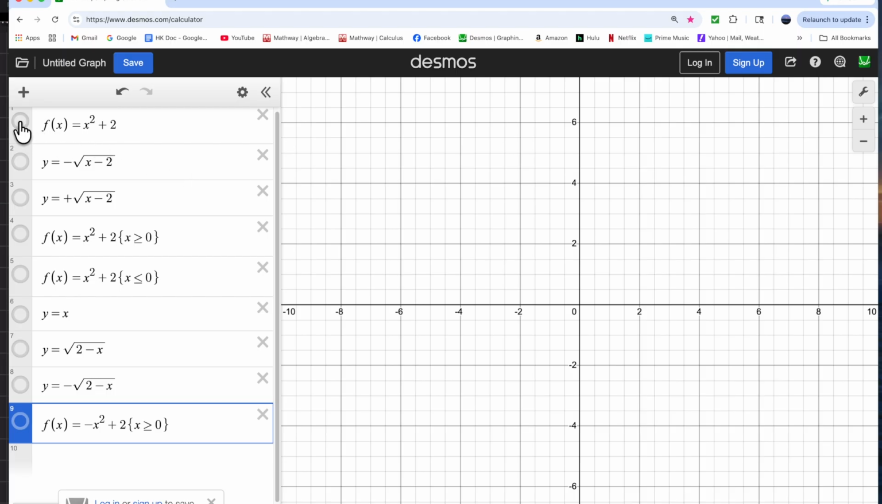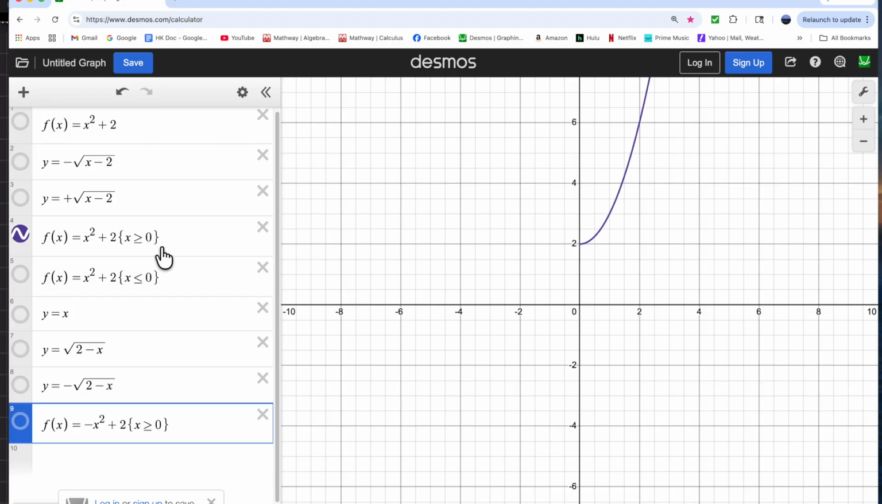Let's now review this on Desmos. This is our original function, x squared plus 2. No restrictions. We know that if we took the inverse of this, we would get a parabola on its side that is not a function. So as a result, we proceeded to restrict the domain. So let's first look at where we restricted the domain, where x is positive.